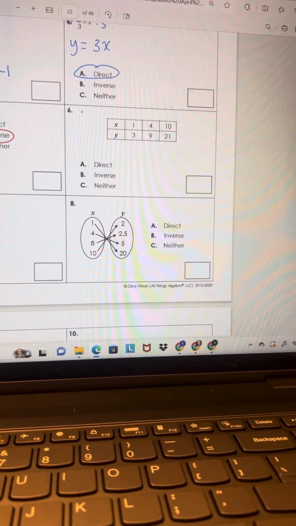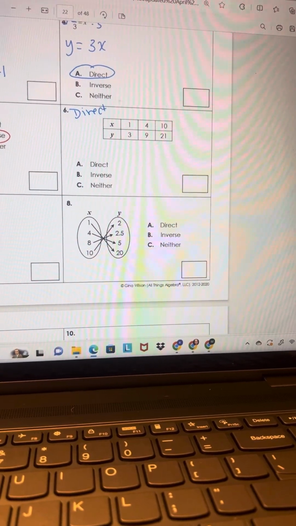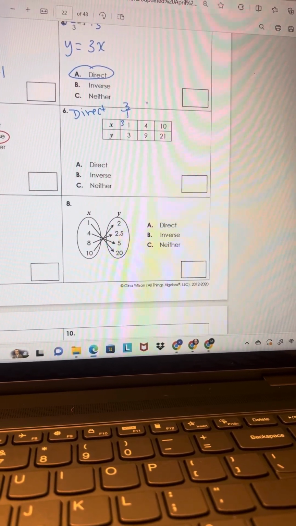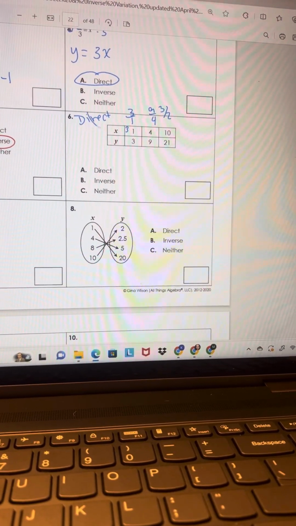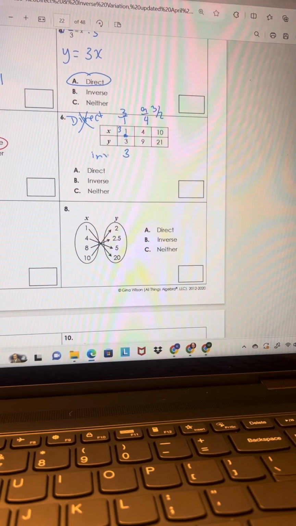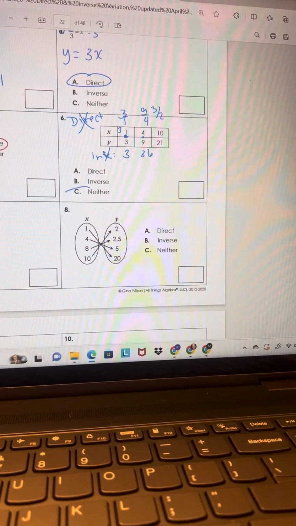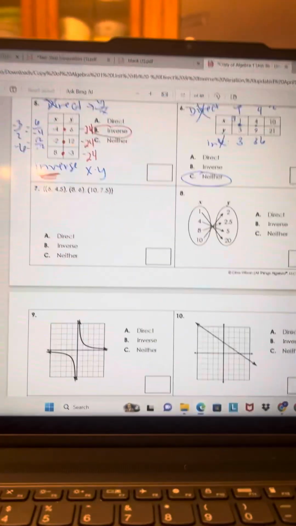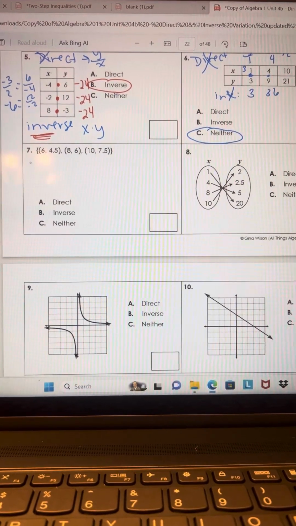All right, so for direct, we divide. Direct, we're going to say 3 divided by 1 is 3. 9 divided by 4 is going to be 3/2. So that does not work. So now we try multiplying. 3 times 1, so this is for inverse. 4 times 9 is 36. So inverse didn't work. This would be neither. So to check for direct, you divide y divided by x. To check for inverse, you would multiply them together.